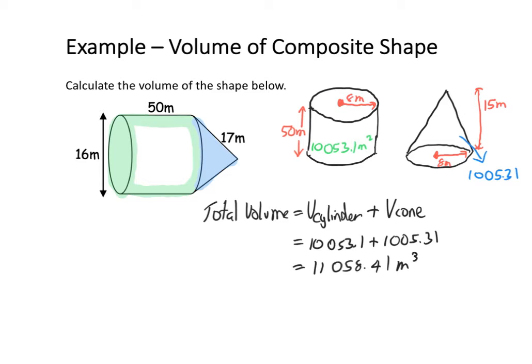So the total volume of my composite shape in the example is 11,058.41 meters cubed. Now that's an example of how we can break a composite 3D shape into smaller components to calculate the total volume of that composite shape.